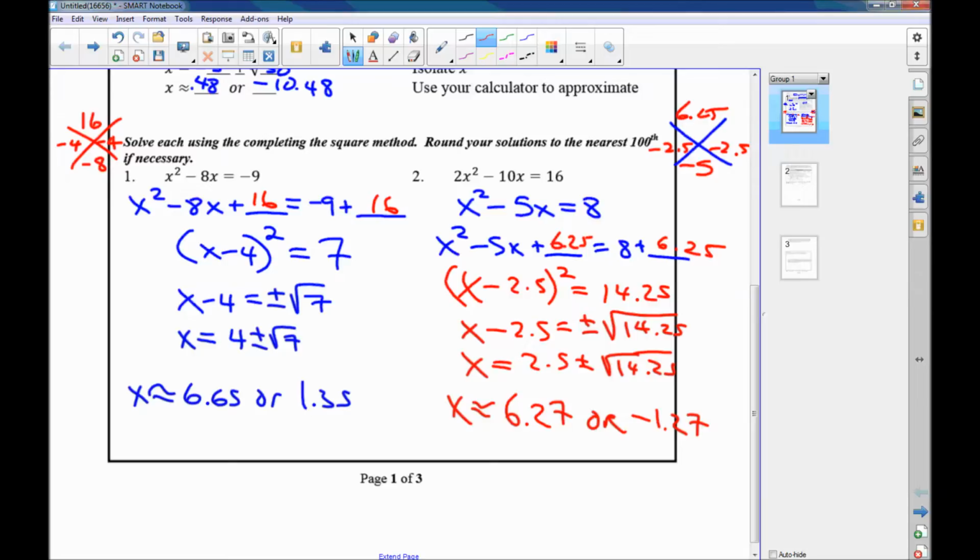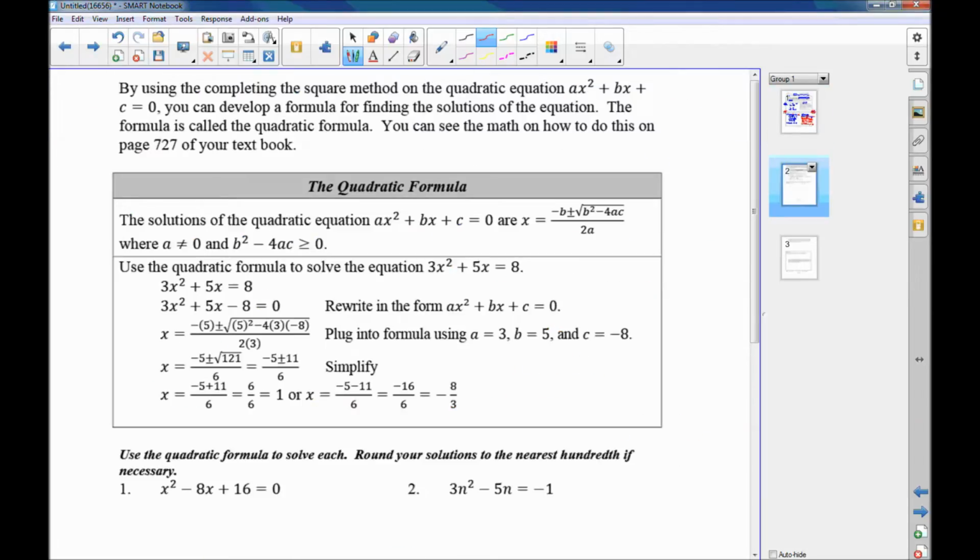All right, flip the page and let's see about this quadratic formula stuff. By completing the square method on the quadratic equation, ax squared plus bx plus c, you can get a formula to solve for x, okay? You can see this work on page 727 of your textbook, and also if you look in Khan Academy, you can find a really nice video on this, okay?